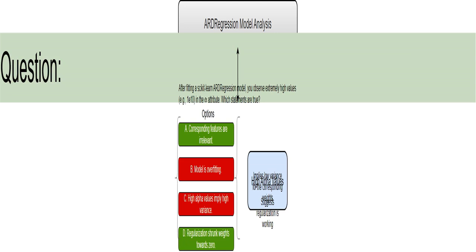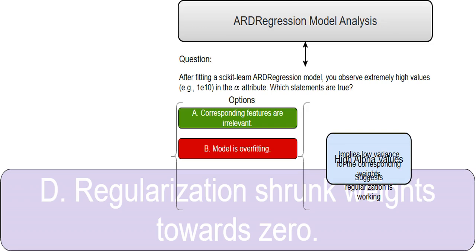Let's explore this further. It's like a detective story, figuring out which features are really important. I'll focus on what high alpha values mean in the context of the model. Remember, ARD stands for Automatic Relevance Determination. High alpha values indicate that the model believes those features are not important. It is doing this by giving those feature weights values near zero because of regularization.